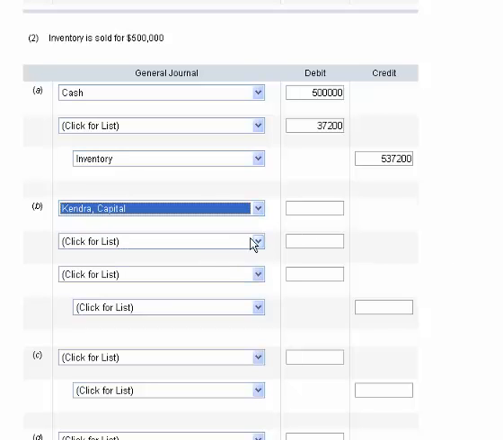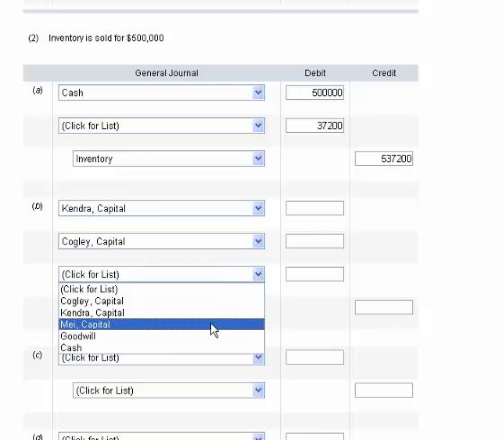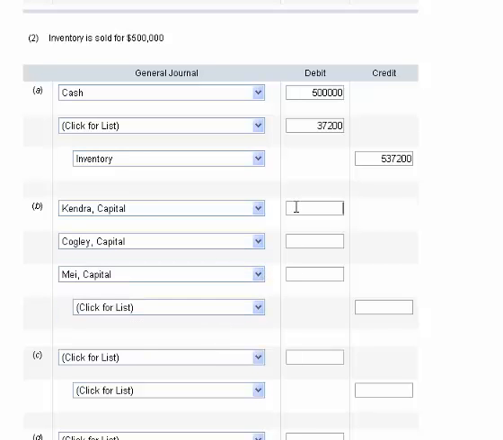So we'll drop in Kendra, Cogley, and May, or Mai, I'm not sure how to pronounce it, and we know we've got to distribute 37,200, and we distribute it 3/6, 2/6, and 1/6. So 1/2 or 3/6 of that is 18,600. 2/6 or 1/3 of that is 12,400, and you can do this with a calculator or Excel on the side if you like, and the balance is 6,200. Okay.